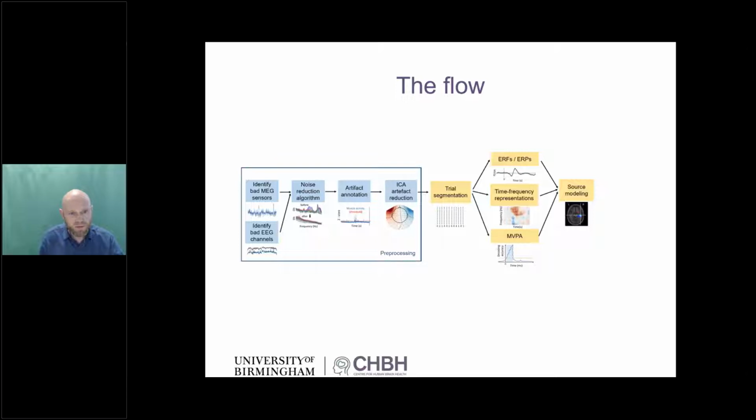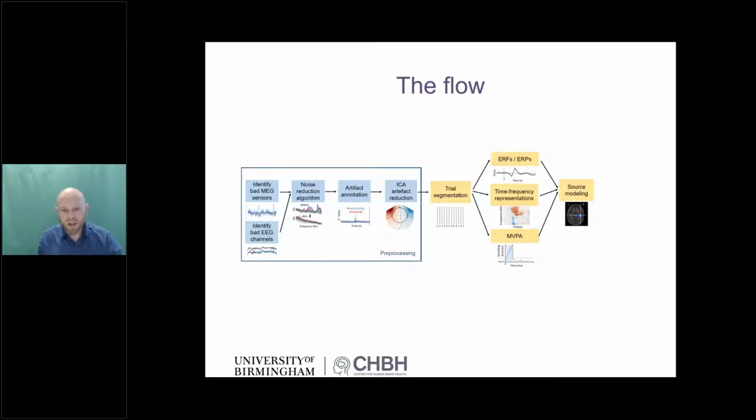So the flow is also illustrated as you see here, where you first read in the data and then you can identify bad sensors. There would be pointers to how to do the noise reduction using various kinds of algorithms. That could be SSS or the third order gradient for the CTF system. For MNE Python, there's a very convenient artifact annotation that allows you to mark artifacts that can then be rejected later when doing the trial segmentation. And there's also the ICA artifact reduction.